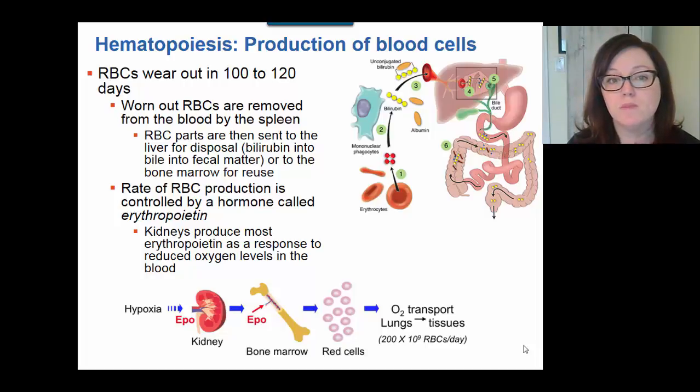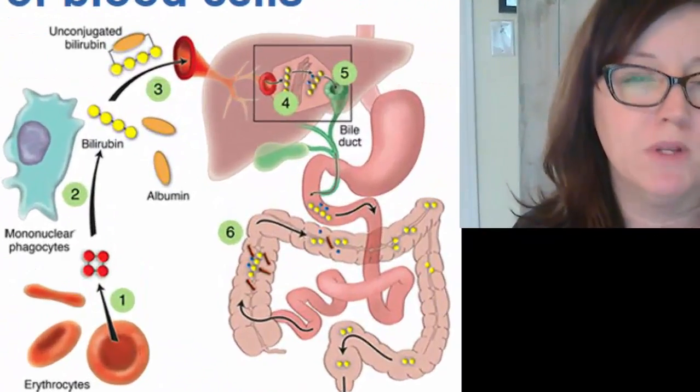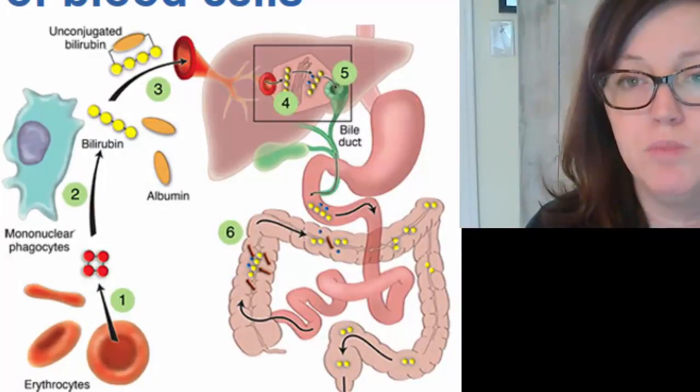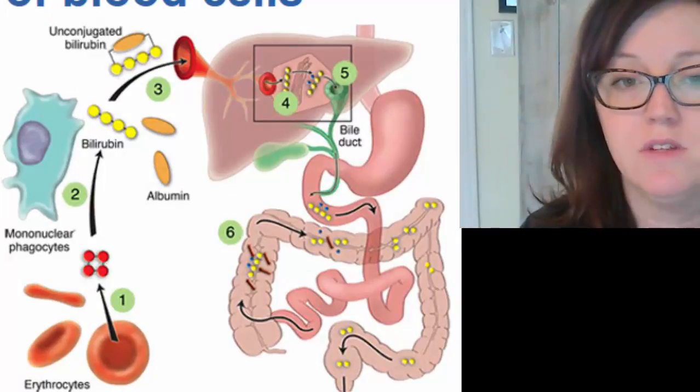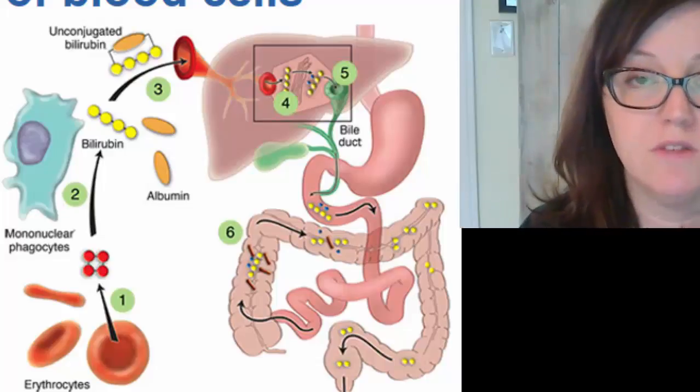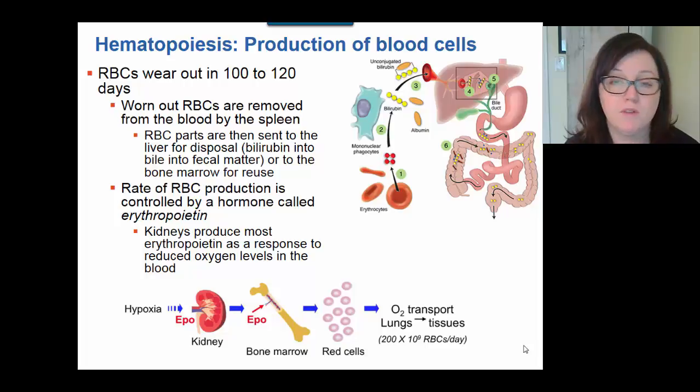So the protein hemoglobin, parts of that will be sent to the liver and turned into something called bilirubin. And then bilirubin is put into bile, and bile is something that's squirted into our intestines. And then basically this ends up in our fecal matter and it's removed from the body. Other components to the hemoglobin protein can be reused, and those components are sent to the bone marrow for reuse. For example, like iron can be reused and sent to the bone marrow.